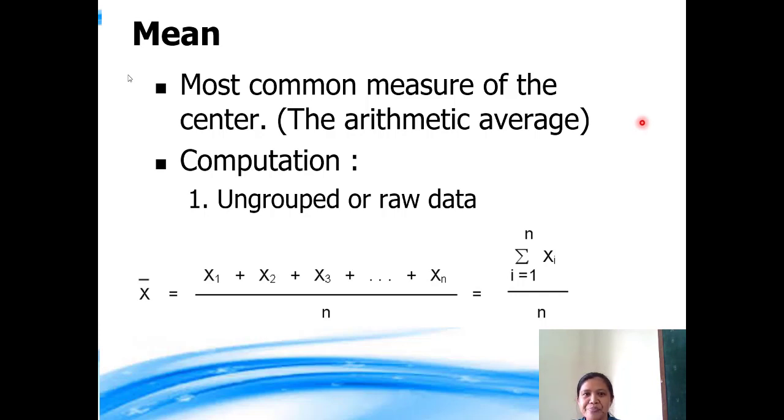center. To compute for the mean of the ungrouped data, you have to sum up all the data divided by the number of data. In symbol, we have the mean is equal to x sub 1 plus x sub 2 plus x sub 3 and so on until plus x sub n divided by n, which is the same as the sum of x sub i, where i is the first element of the data and n until n, where n is the last element of the data, divided by n.